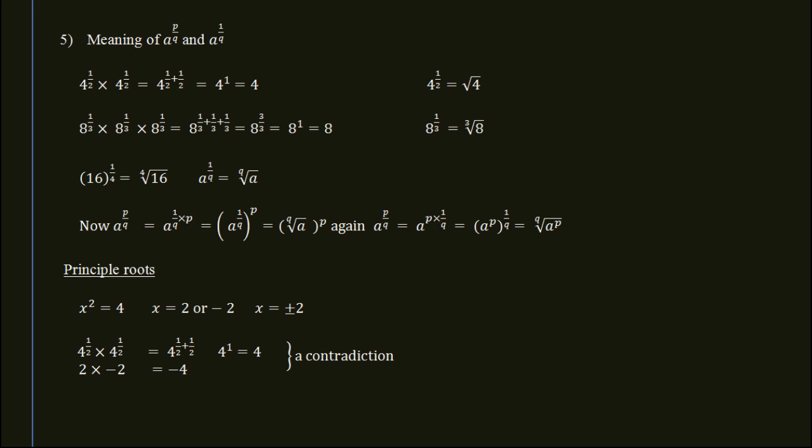But if we had equated the first 4 to the power a half to +2 and the second 4 to the power a half to +2, then on multiplication we would have got +4 and there would not have been any contradiction. Or if we had equated the first to -2 and the second to -2, then on multiplication we would have got +4 and there would not have been any contradiction. So, 4 to the power a half cannot be both +2 and -2. We have to decide one of these.